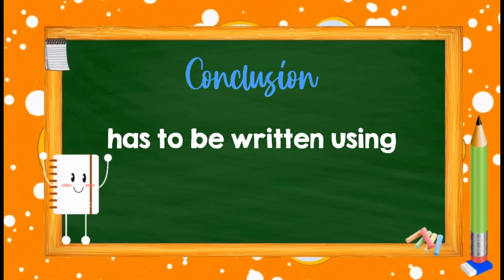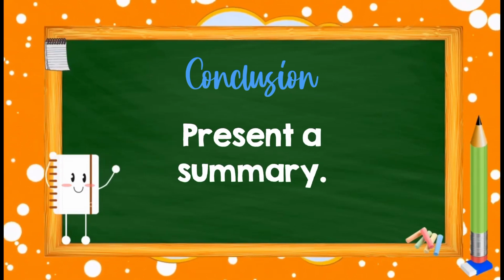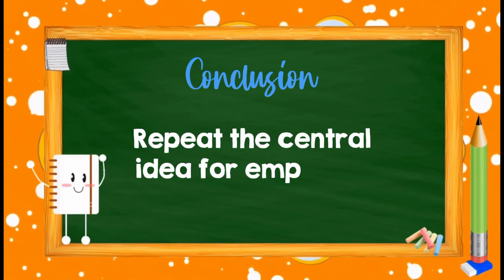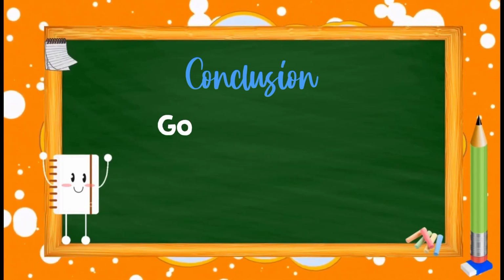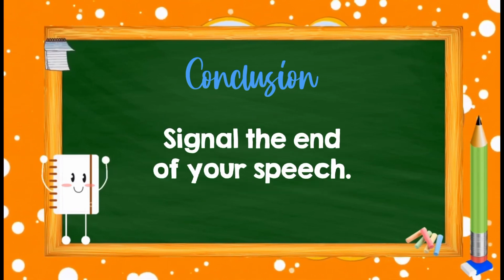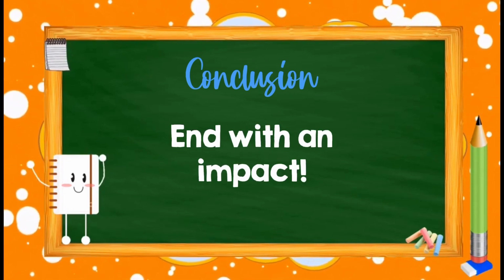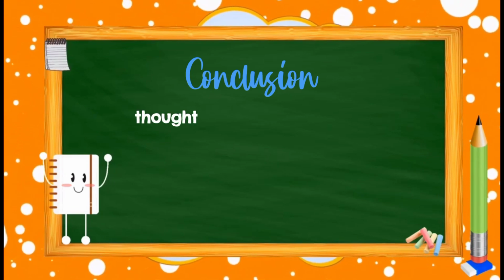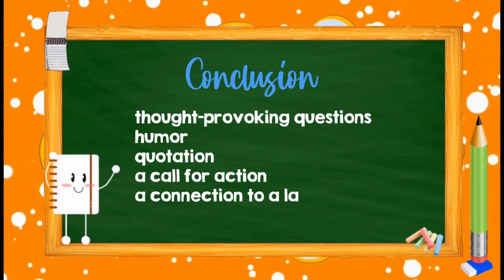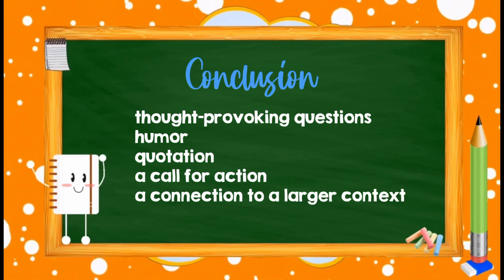This has to be written using different strategies. Present a summary. Repeat the key ideas presented. Repeat the central idea for emphasis. Go back to the strategy used in the introduction. Signal the end of your speech. Lastly, end with an impact. You may ask thought-provoking questions, add humor, quotation, a call for action, or a connection to a larger context.